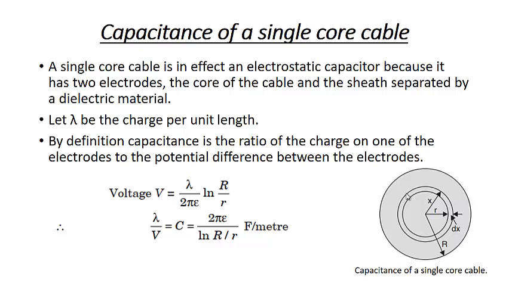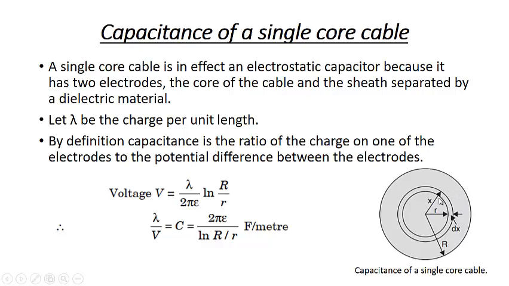As we know, a single core cable can be considered to be an electrostatic capacitor because of the presence of two electrodes. One is at the earth potential, that is the sheath, and another is the conductor, which is at a certain potential, and they are at a certain distance apart from each other. In this case they are at a distance of capital R minus r, and instead of having air as the medium, there is a particular dielectric in between these two electrodes.